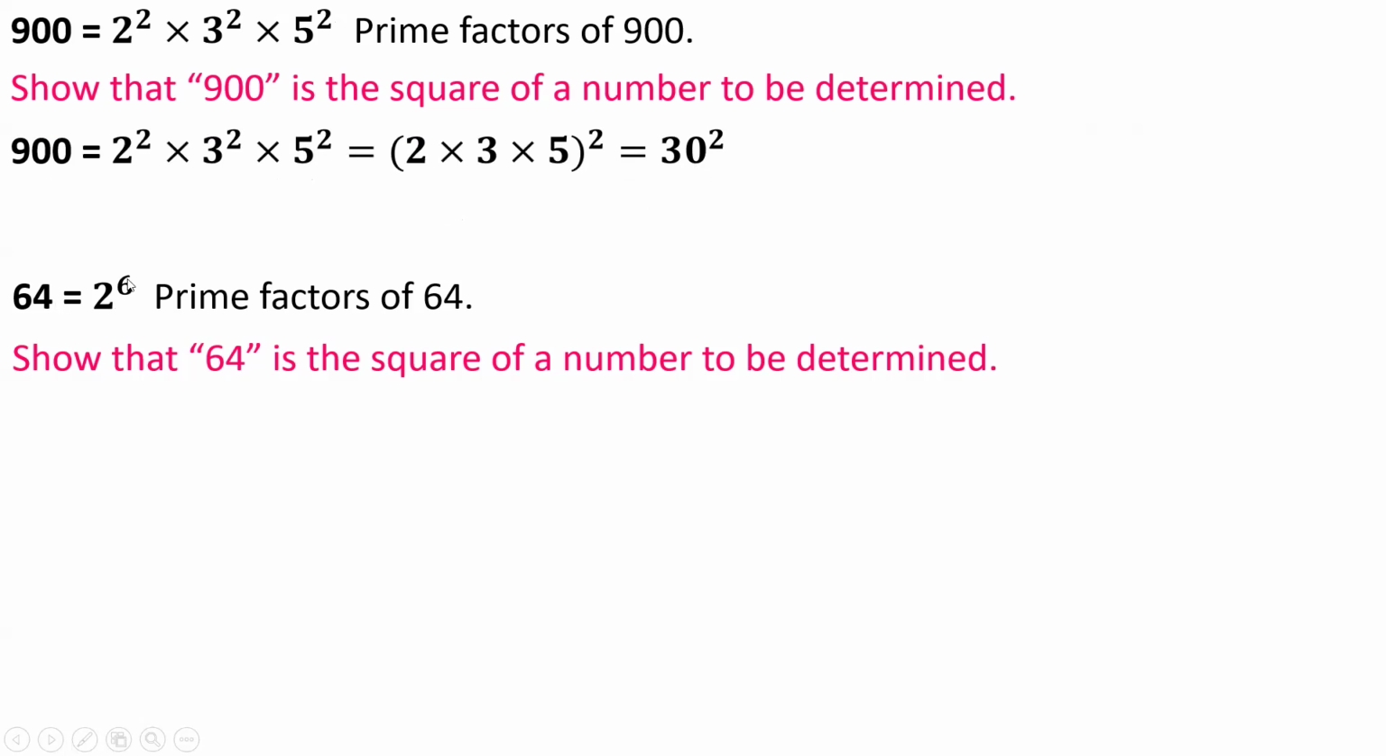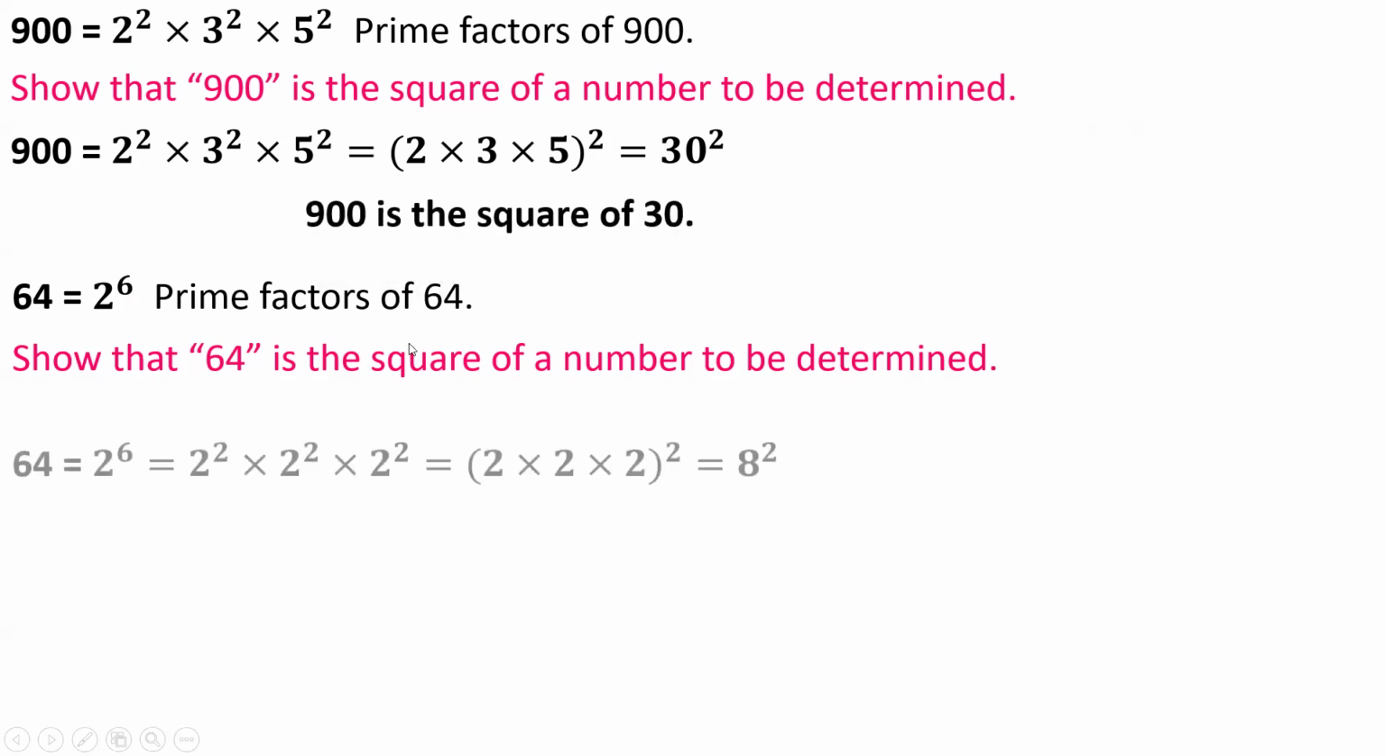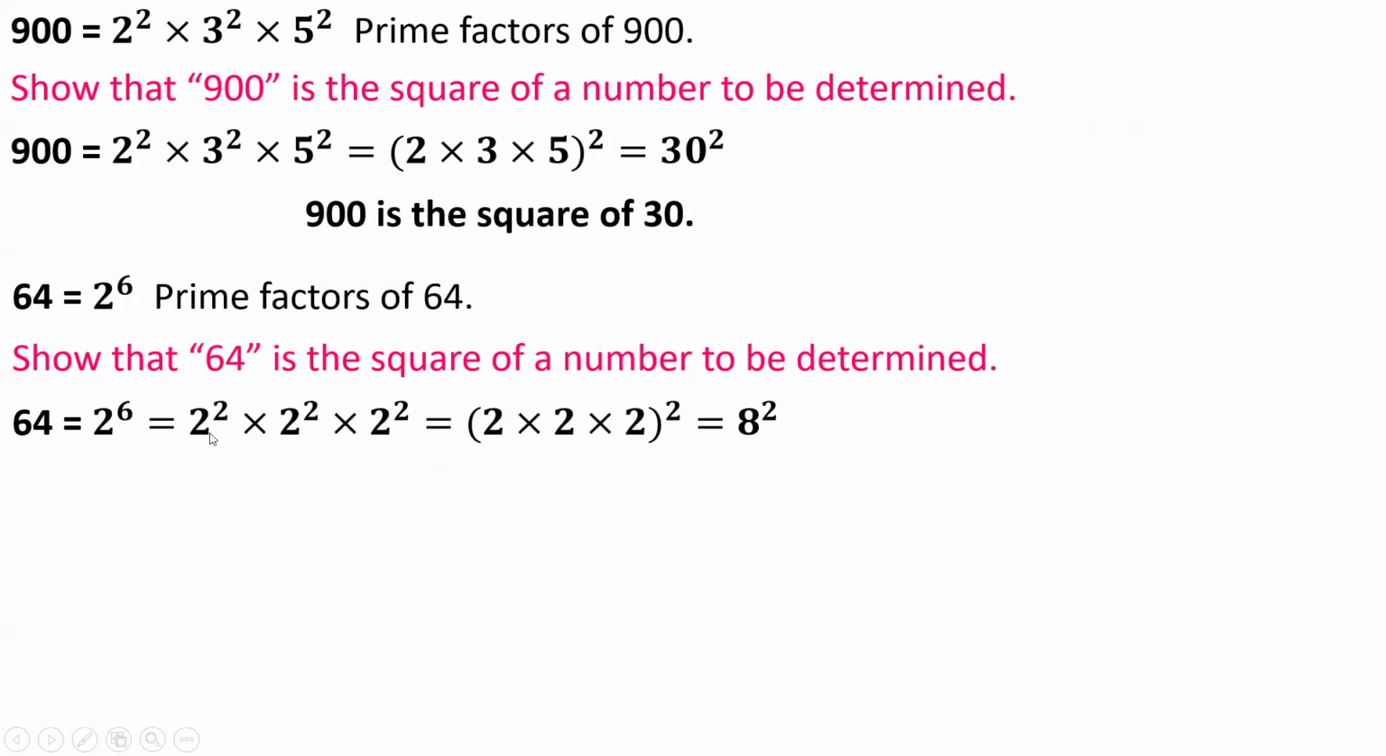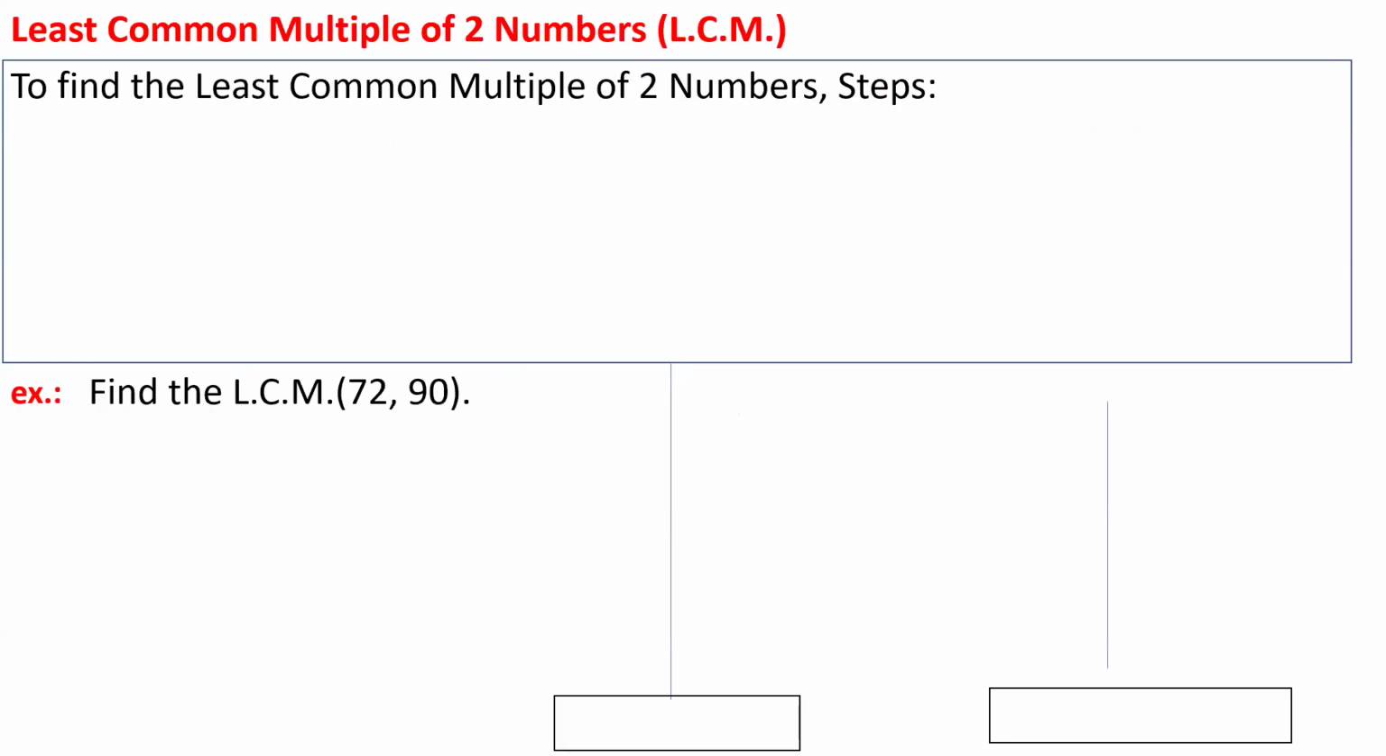Also 64, which is 2 to the power 6, I should determine it is the square of which number. If I look at the prime factors of 64, it has an exponent 6. It's not square, it's not 2. So how can I make this 6 as an exponent 2? I use the rule power of power. As we know, 6 is 3 times 2. So I write 2 to the power 6 is 2 square times 2 square times 2 square. So it is 2 times 2 times 2, which is 8 square. So 64 is the square of 8.